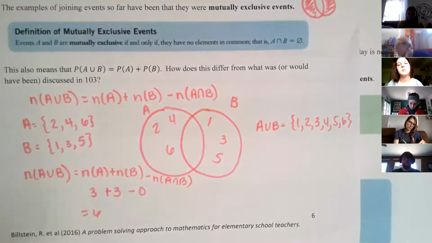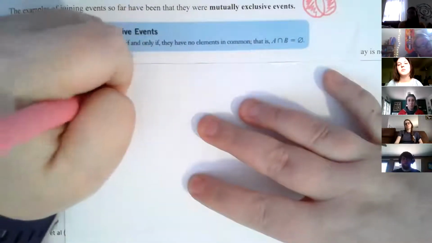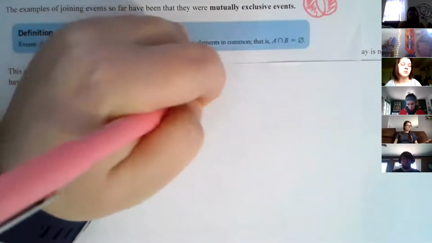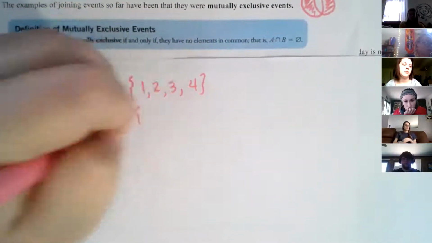Now, if I went and changed the sets to look something like this, let's call C to be 1, 2, 3, 4. D be the set 2, 4, 6, 8.